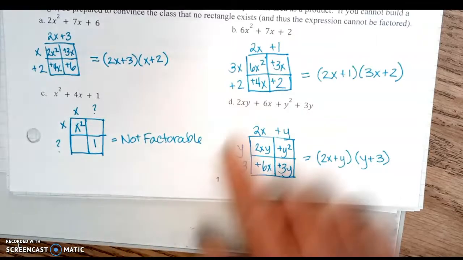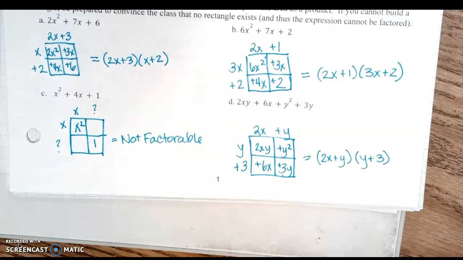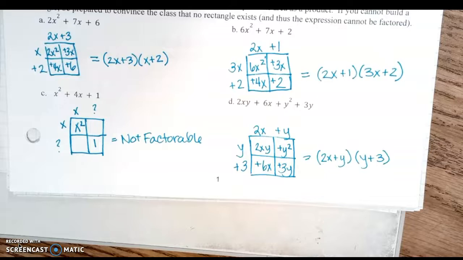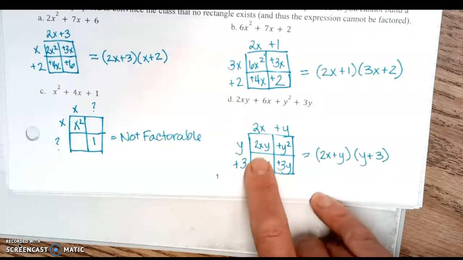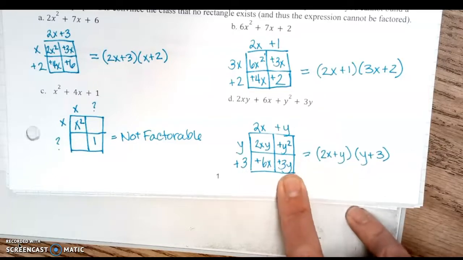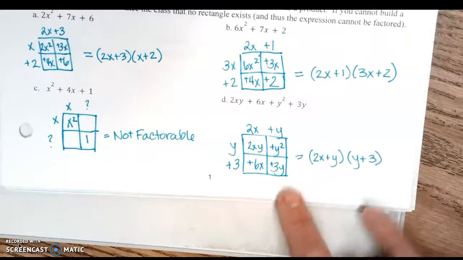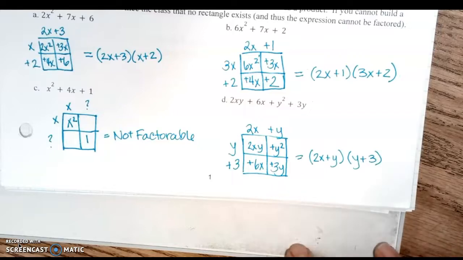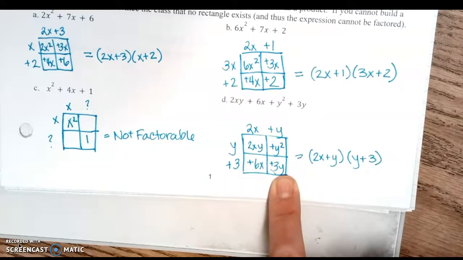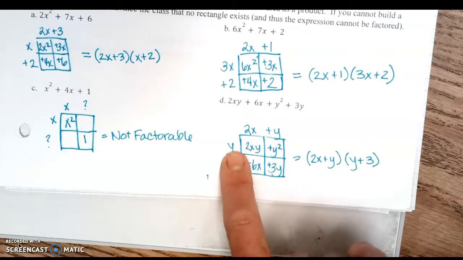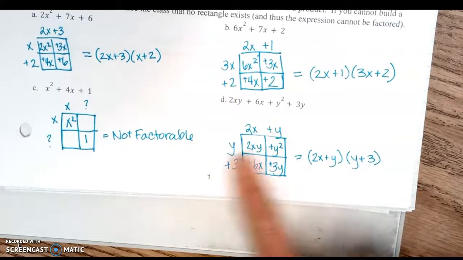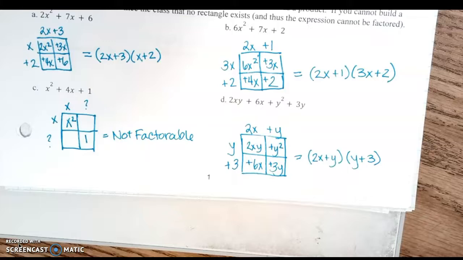Okay. D is a little bit tricky because they threw some y's in here. So we've got 2xy plus 6x plus y squared plus 3y. So I filled in the leading term into the upper left-hand box. I filled in the last term of 3y into the lower right-hand box. And then I figured out what I would need to multiply to get 3y. So y times 3 is 3y, and 2x and y would multiply to get 2xy. So 2x times 3 would be 6x, and y times y is y squared. So I was able to factor that one.